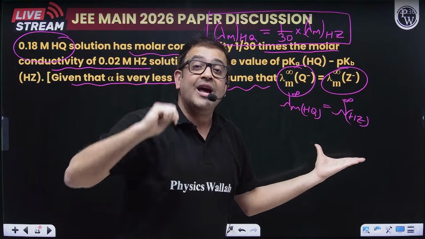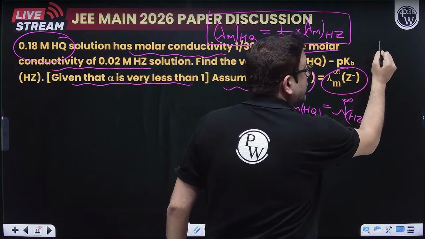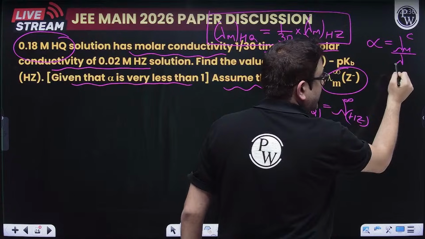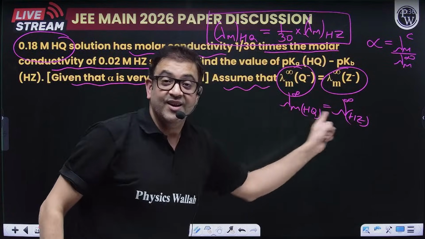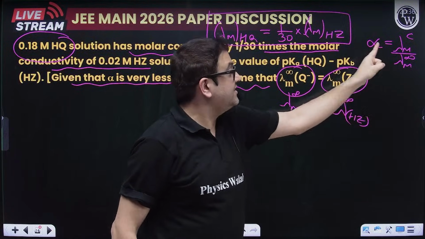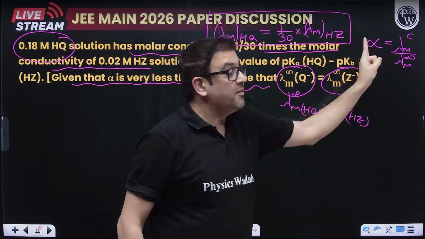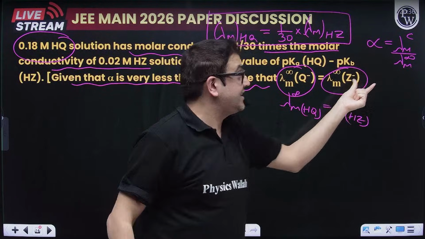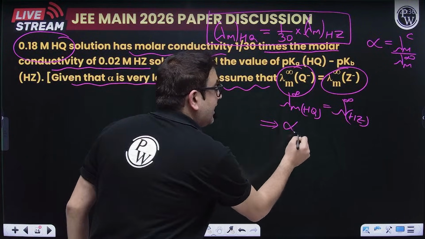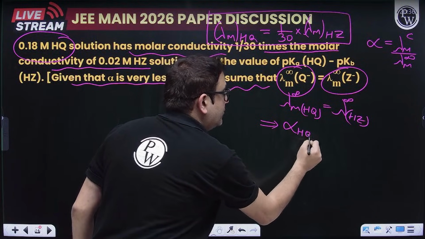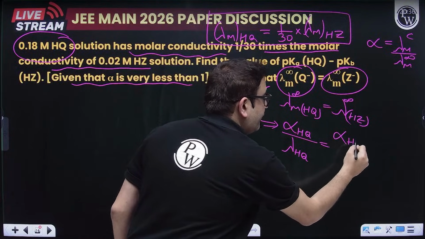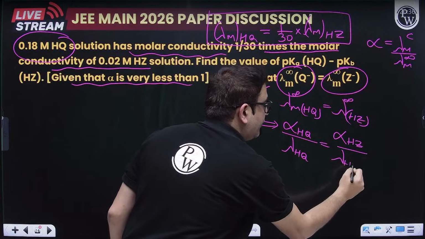Now again go to the Kohlrausch law application. Kohlrausch law also tells you that the degree of dissociation of any electrolyte is equal to the molar conductivity at a particular concentration upon the molar conductivity at infinite dilution. The infinite dilution value is the same, so this denominator is the same. That means alpha upon molar conductivity of both are the same, and you have a relationship. So what else can you say? That alpha of HQ upon molar conductivity of HQ is equal to alpha of HZ upon molar conductivity of HZ.